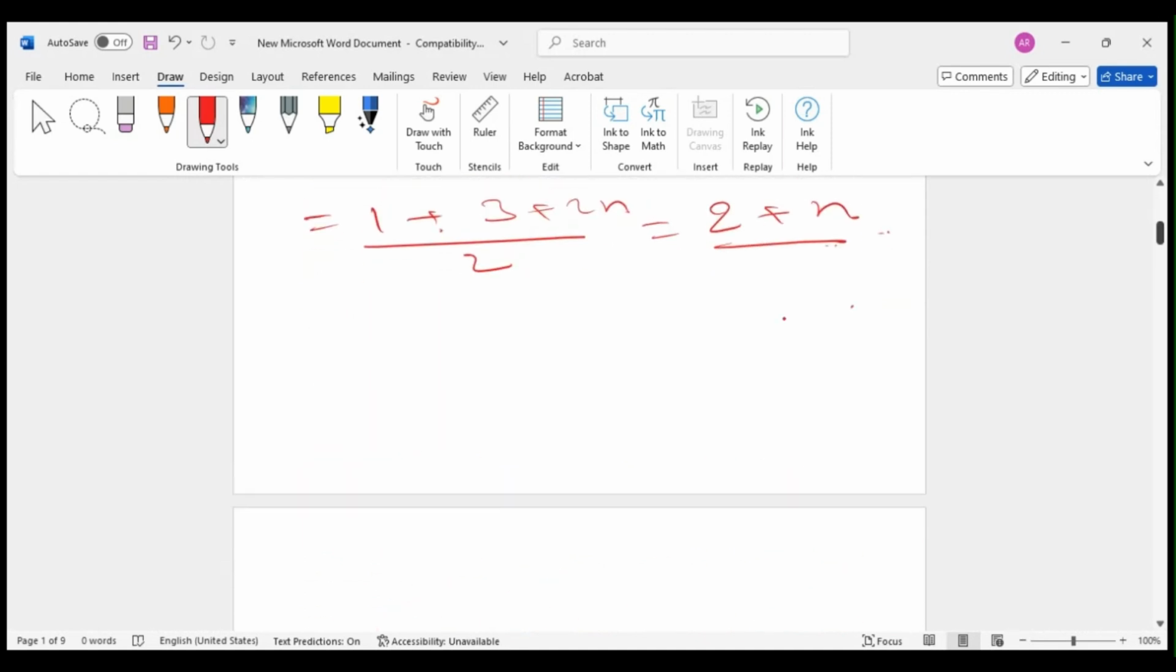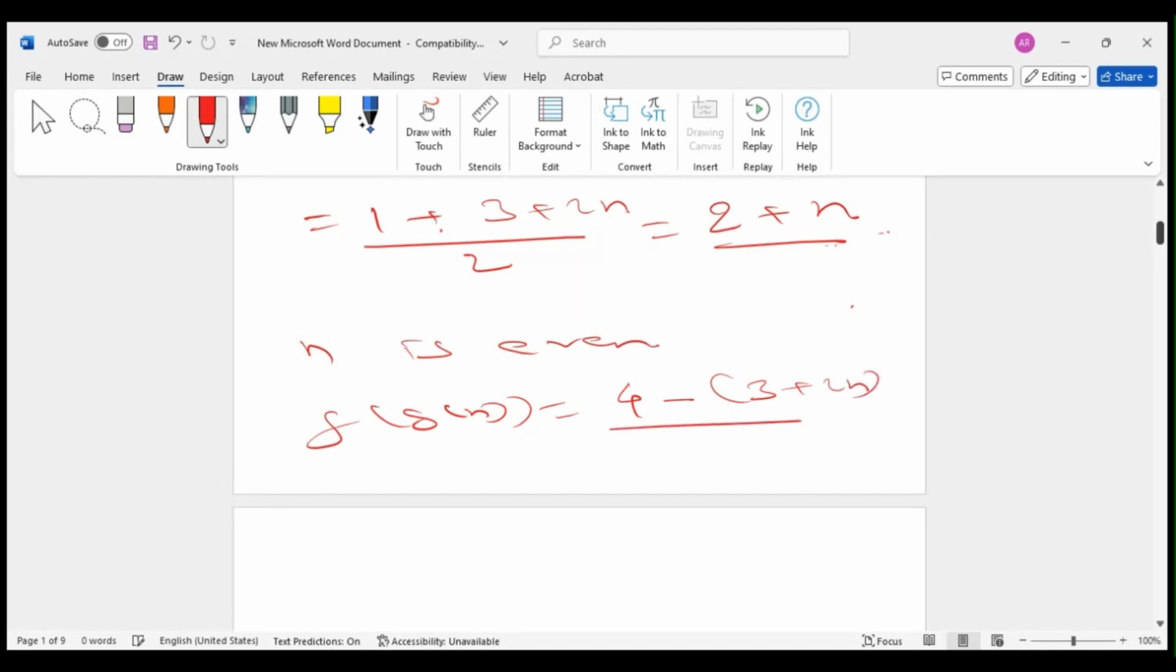For n even, the function g of n equals 4 minus 3 plus 2n by 2. On solving, we will get 1 minus 2n by 2. 1 minus 2n by 2.